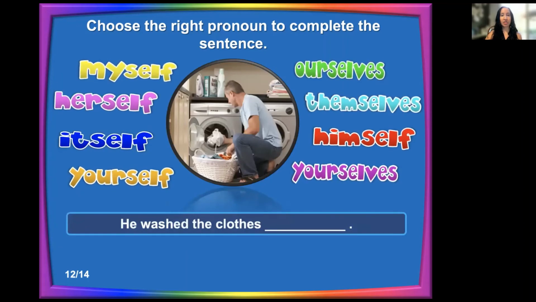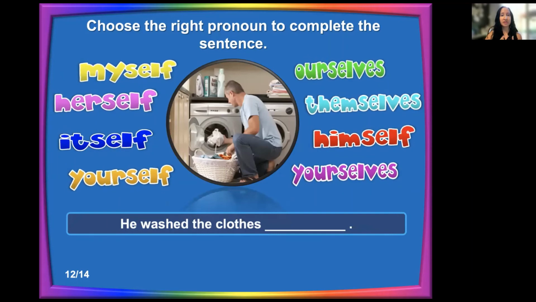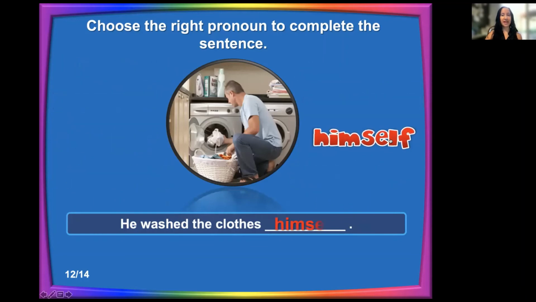He washed the cars. Cars? Are you helping me read? He washed the clothes. He washed the clothes himself. Are you paying attention? Are these clothes or are these cars? Trying to trick you.